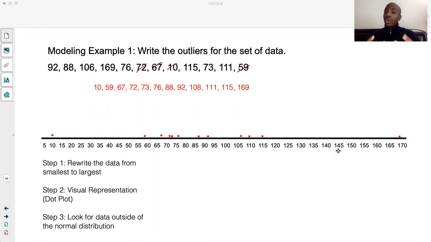This is important that you also know I created a number line. My number line was not solely on the numbers that they gave me. It had to cover all the numbers in between. So I went from 5 all the way to 170. I didn't just write numbers 92, 88, 106 and just keep those numbers. I made sure I created a number line that had all these numbers in it, but not only these numbers. So I went from 5 to 170, and I made dots at each point that I saw.